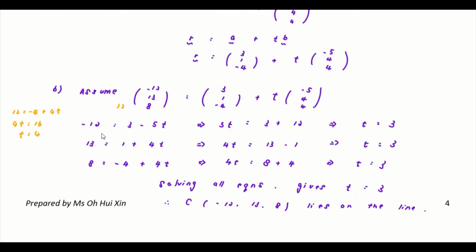So the idea is that when you substitute 3, you should be able to get the coordinate of 8, but now you are getting 12. So 8 is not the same as 12, so it's not consistent for the t here. If you found t is 4, then when you substitute 4, you wouldn't be able to get negative 12 and 13. So you know that these three numbers cannot exist at the same time, so obviously it's not on the line. Okay, that's the idea of it. So let's look at the next question.